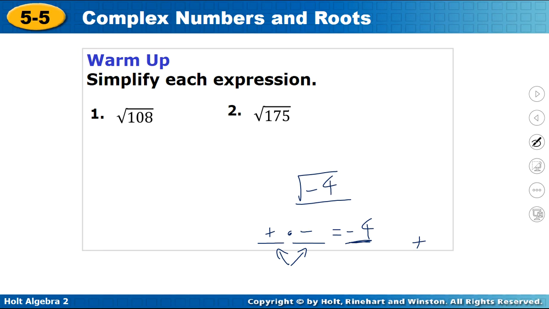Because if I multiply a positive number by a positive number, I end up with a positive number. If I multiply a negative number times a negative number, I still end up with a positive number. So there's no way I can multiply something by itself and end up with something negative. It's always going to be positive. Alright, so that's the reason why these numbers are going to exist.